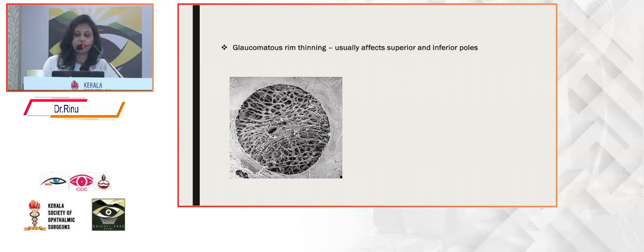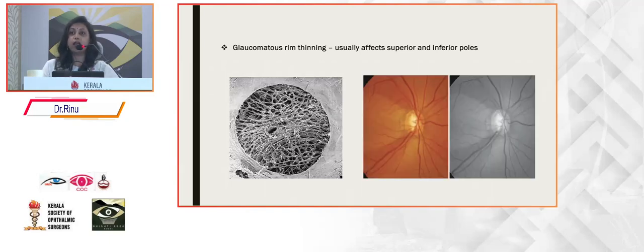So this is the cross section of the lamina cribrosa, and it has fibrous tissues called glial cells which support the axons. If you look at it closely, the pores in the superior and inferior area are larger, which means the support to the axons is less, which means the axons become more susceptible to damage due to rise in intraocular pressure, resulting in a notch superiorly or inferiorly.